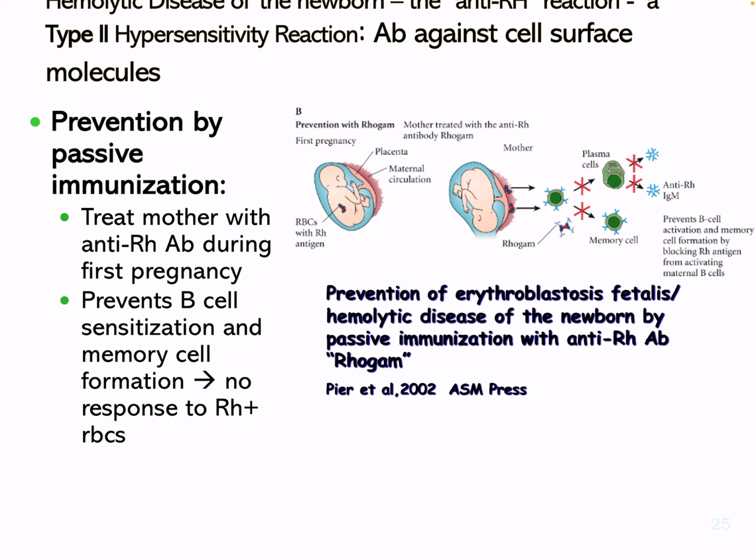This condition can now be prevented by passive immunization. We treat the mother with an anti-Rh antibody during the pregnancy. This is usually called RhoGAM. That's the antibody that they give, and this prevents B cell sensitization and memory cell formation and causes no response to the Rh positive red blood cells, sorry. So here we see the RhoGAM.